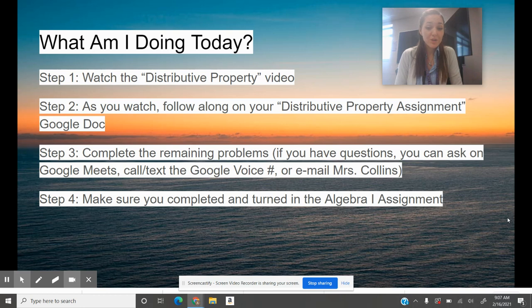Step number 4, make sure you completed and turned in the Algebra 1 assignment. And if you have any lingering questions on that, it is absolutely okay to call or text the Google Voice phone number, email me, or stop onto the Google Meets to ask for help on any problems you are still stuck on.